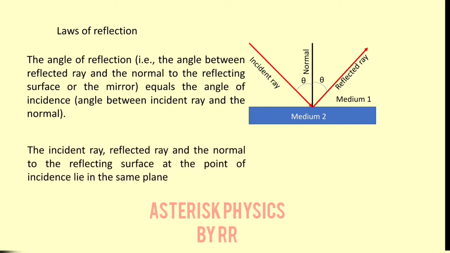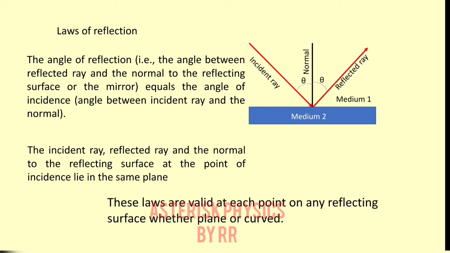The incident ray, reflected ray, and the normal to the reflecting surface at the point of incidence lie in the same plane. That is, the incident ray, reflected ray, and the normal, all these three lines lie in the same plane, and that is the second law of reflection. These laws are valid at each point on any reflecting surface, whether plane or curved. That is, these laws are applicable to any reflecting surface.